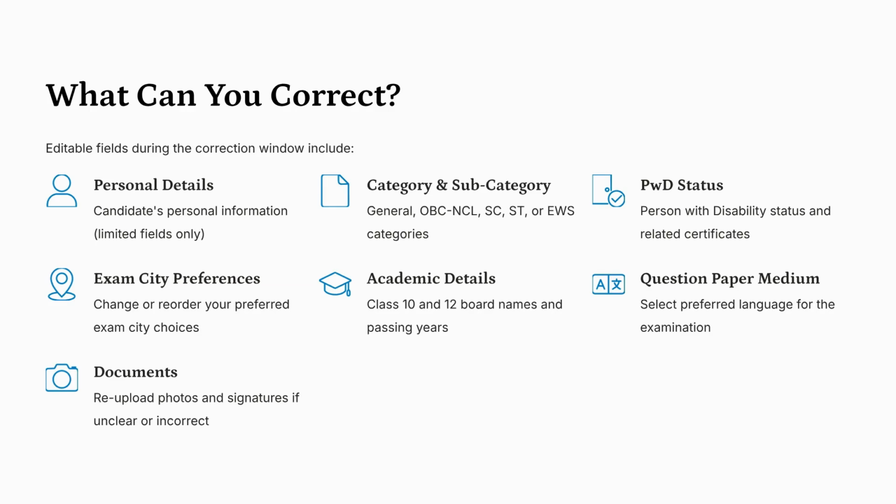During the correction window, candidates can edit specific fields. These include limited personal details, category or subcategories such as General, OBC NCL, SC, ST or EWS and PWD status along with related certificates. You can also modify your exam city preferences, update academic details like class 10 and 12 board names and passing years, change the question paper medium, and re-upload photographs or signatures if required. Make sure all uploaded documents meet the official specifications.